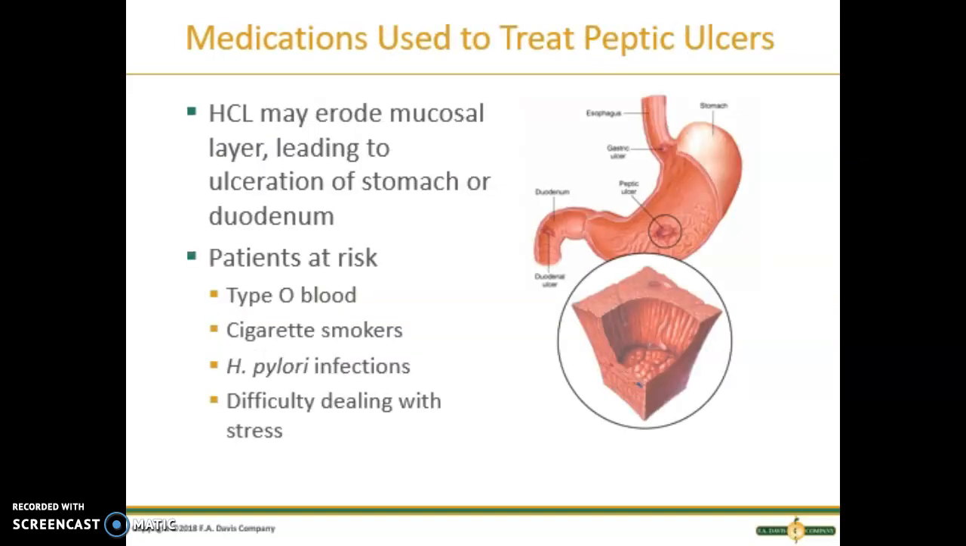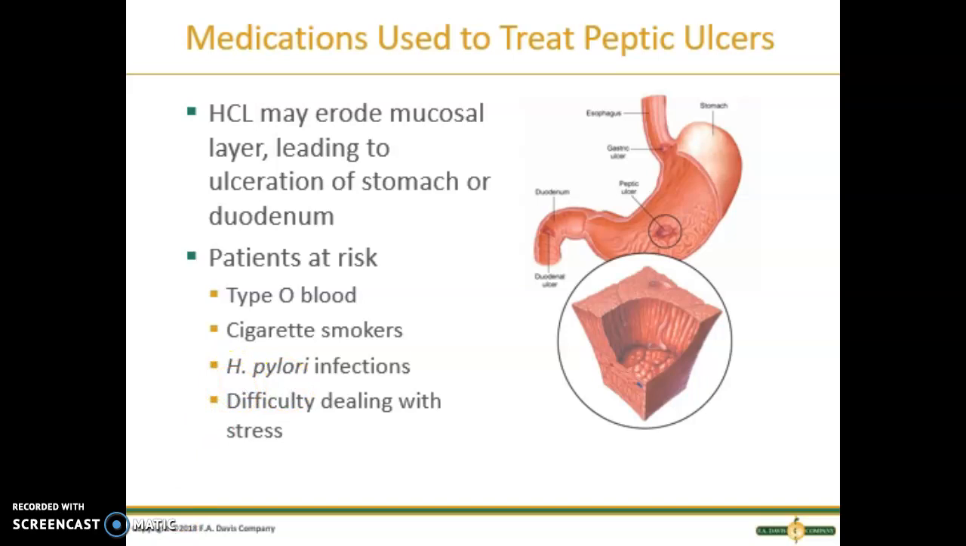Medications used to treat peptic ulcers. An ulcer is a perforation of the mucosa. Peptic ulcers occur when the HCl in the stomach erodes the mucosal layer, and this leads to perforation. Patients at risk for ulcers include those with type O blood, cigarette smokers, those with Helicobacter pylori, and those who do not cope well with stress. Helicobacter pylori is also known as H. pylori, which you've probably heard more commonly.